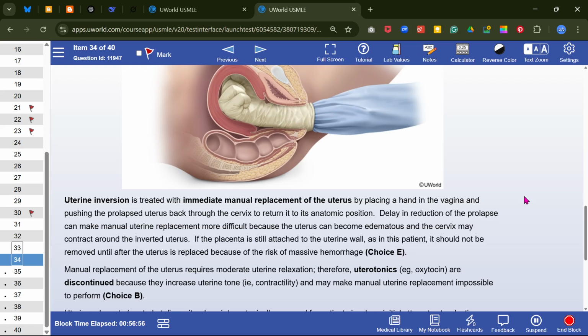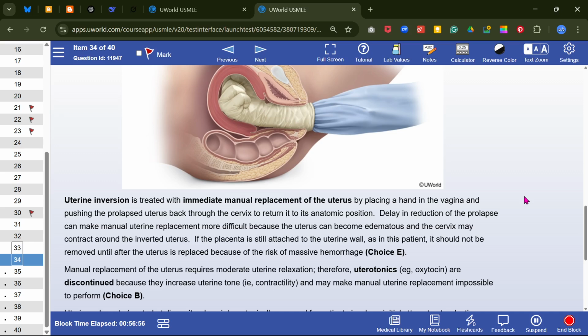Uterine inversion is treated with immediate manual replacement of the uterus by placing a hand in the vagina and pushing the prolapsed uterus back through the cervix to return to its anatomic position. Delay in reduction of the prolapse can make manual uterine replacement more difficult because the uterus can become edematous and the cervix may contract around the inverted uterus. If the placenta is still attached to the uterine wall as in this patient, it should not be removed until after the uterus is replaced because of the risk of massive hemorrhage.